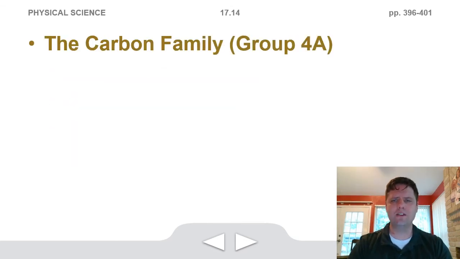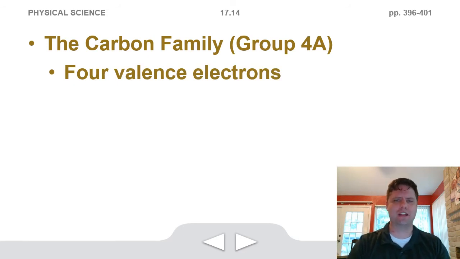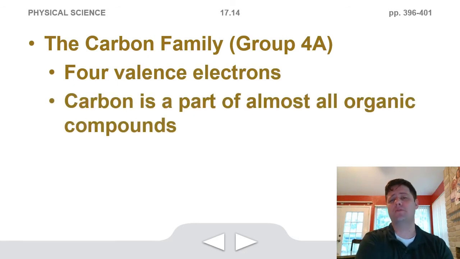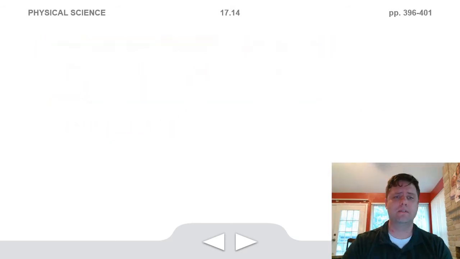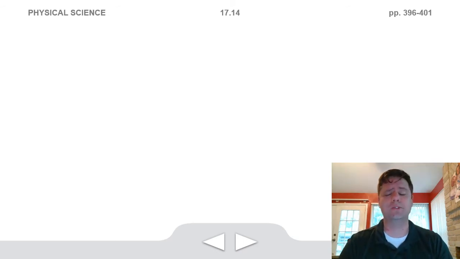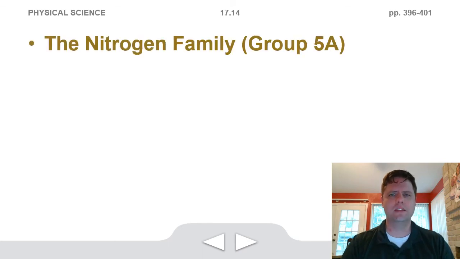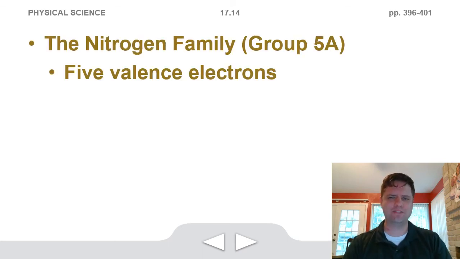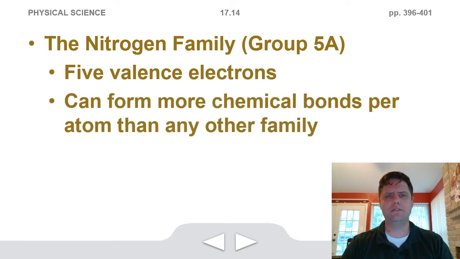The carbon family, group 4A, has 4 valence electrons, and carbon itself is part of almost all organic compounds. It kind of serves as the backbone structure of organic chemistry. So whenever you get into organic chemistry, carbon becomes super crucial to that discussion. The nitrogen family is in group 5A, which has 5 valence electrons, and nitrogen itself can form more chemical bonds per atom than any other family.